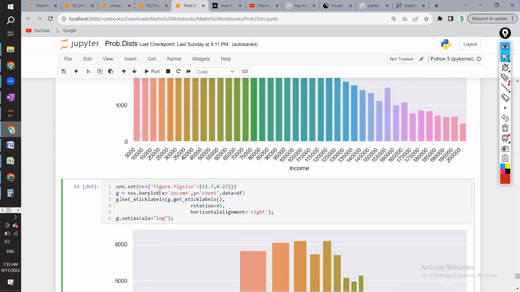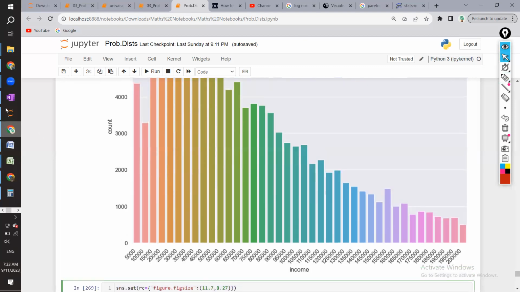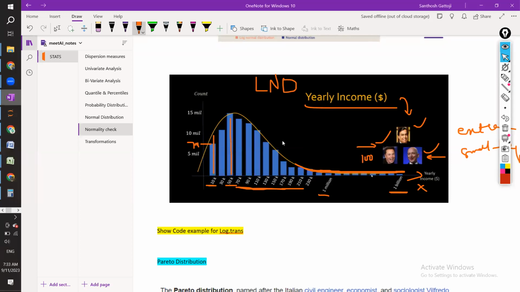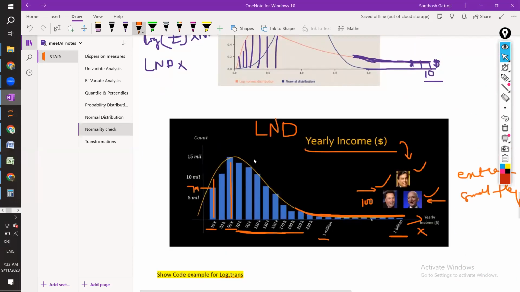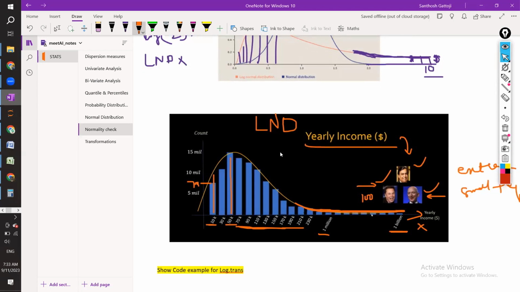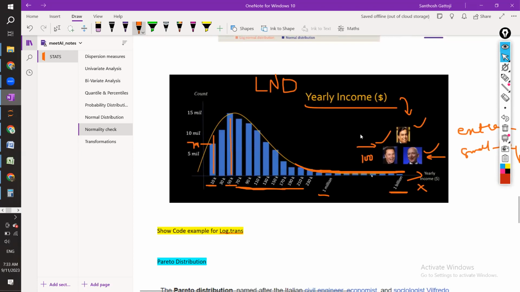So that is how you can check the log normality. The only point you need to remember about the log normal distribution is that the distribution by itself will not be a normal distribution, but the logarithm of the values will create a normal distribution. That's why it's called log normal distribution. Is it clear, guys? Let me know, is log normal clear? Everyone?